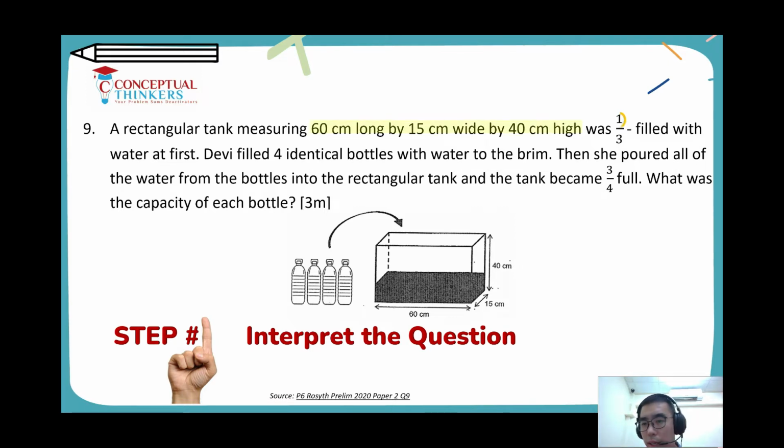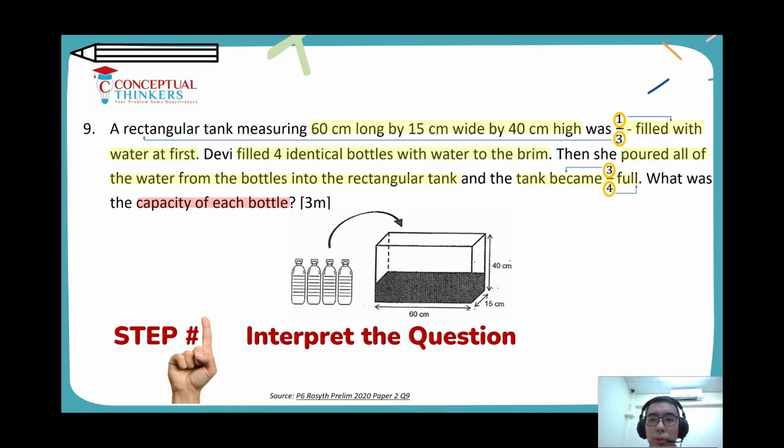So let's highlight the key phrases and understand them. We have 60 cm by 15 cm by 40 cm as the dimensions of the tank. Then we know that initially it is 1/3 filled with water. Next, there is a lady who filled up 4 identical bottles with water to the brim.